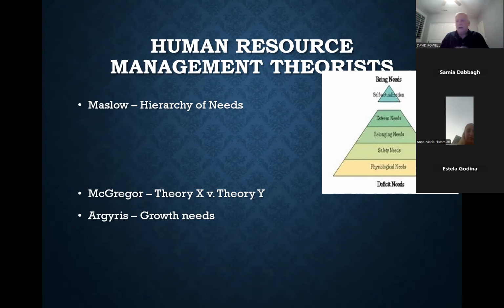So the whole idea of giving professional development training to our employees, and those employees then leaving the organization to go to higher level positions in other organizations. In human resource management theory, that is okay.